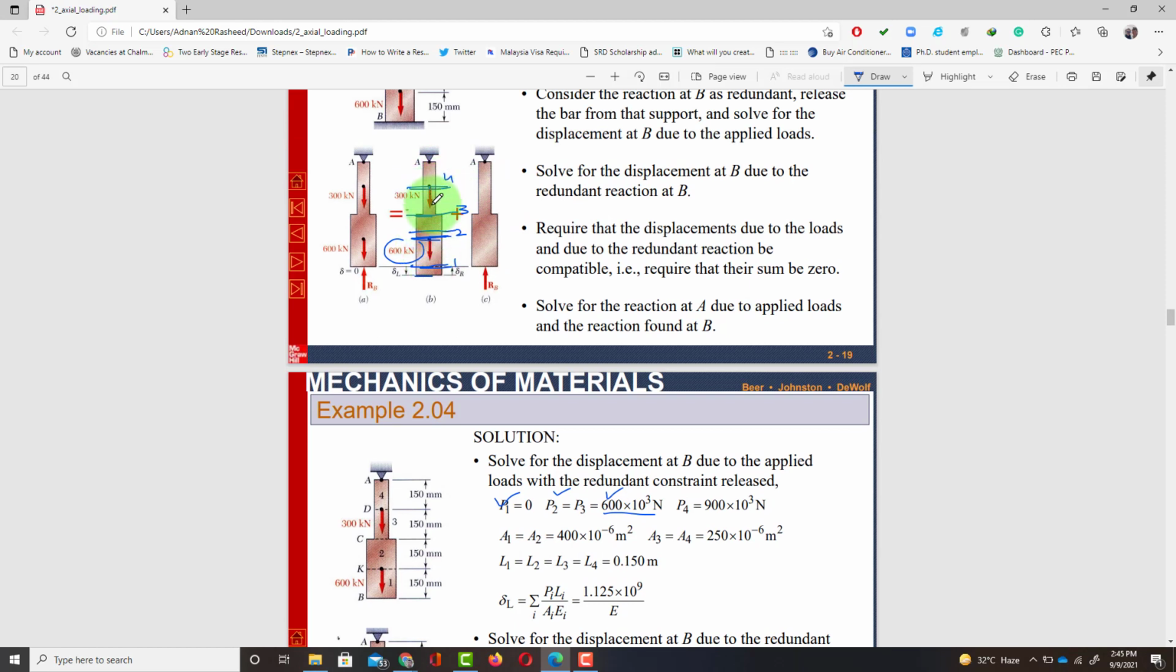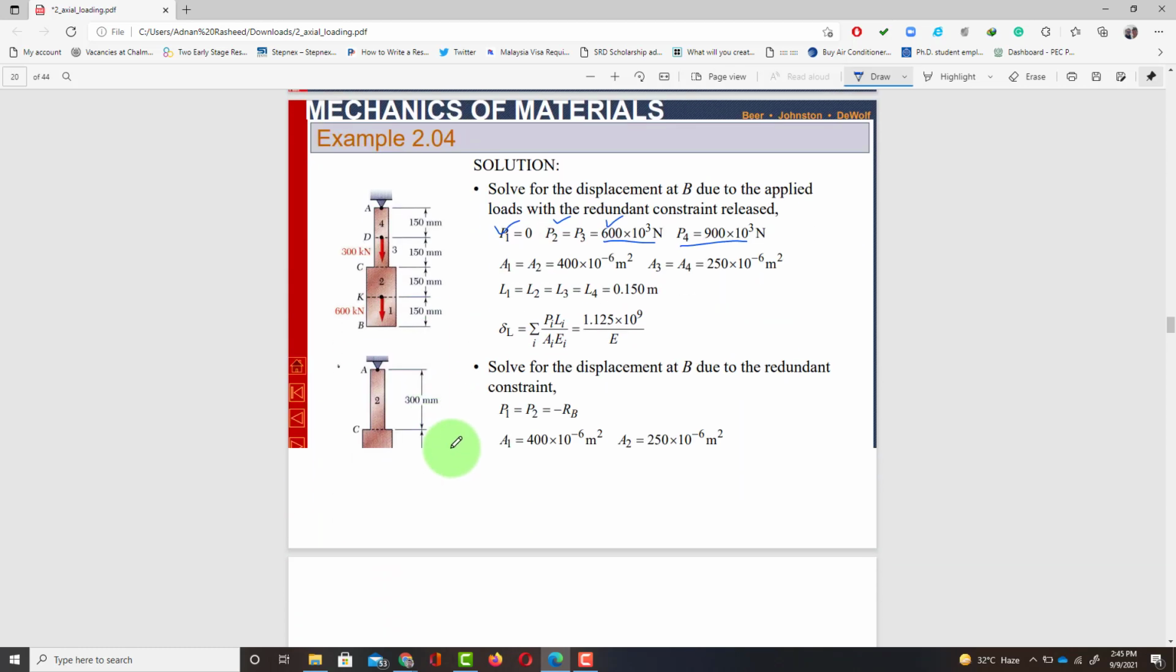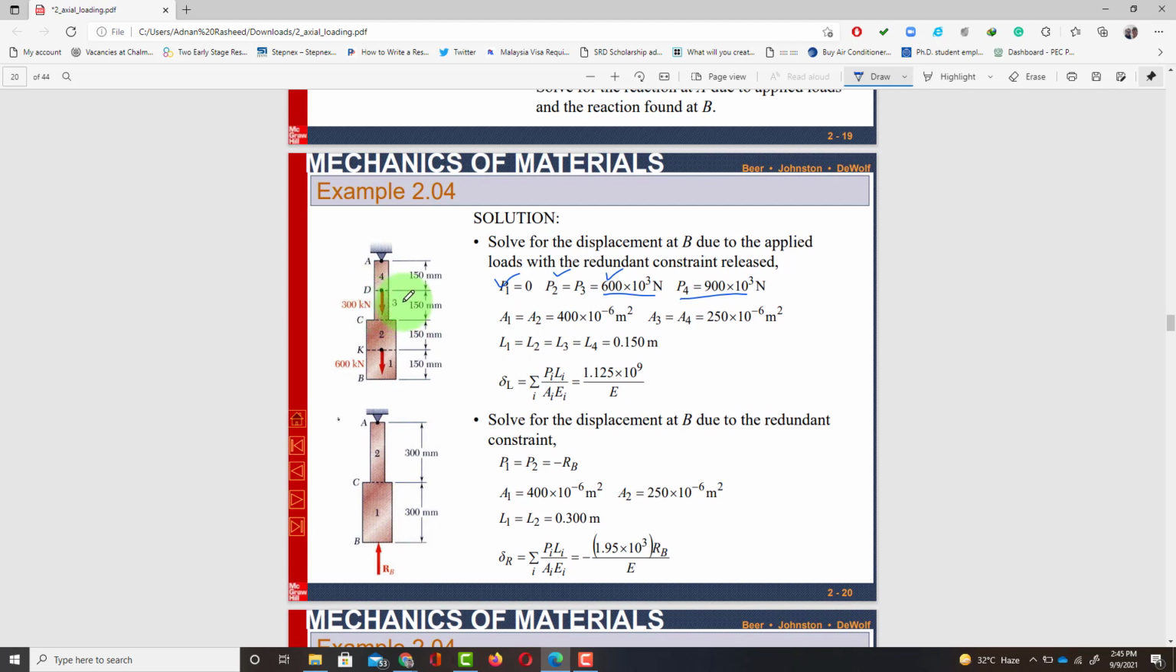Now at point 4, if you cut it, definitely all the forces, this is 600, this is 300, 900. So the reaction force will also be 900. So P4 is 900. Again, you have the diameter and the area given for each section. So area A1 will be the same, A is equal to A1 and A2, and this other area is the same for A3 and A4. Any confusion? No, sir.